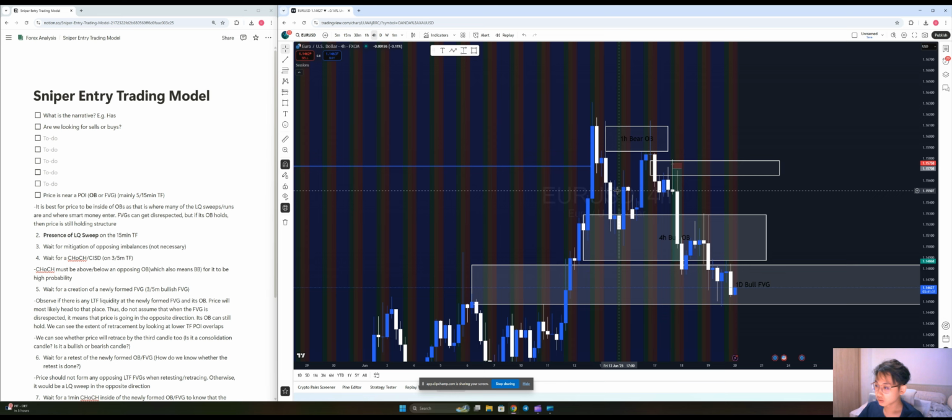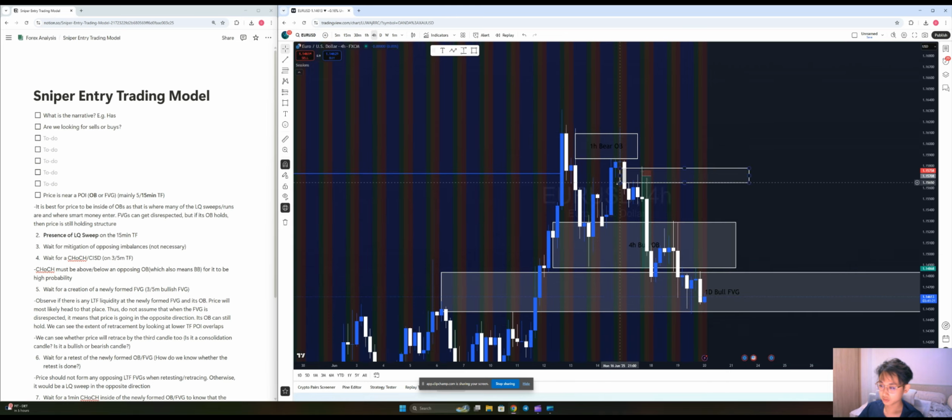Price did a sharp turn to the upside. This is a very sharp turn, and then it came up and created another very sharp turn. So before Monday started, we should be looking for sell positions. So this is the narrative. So what is the narrative?